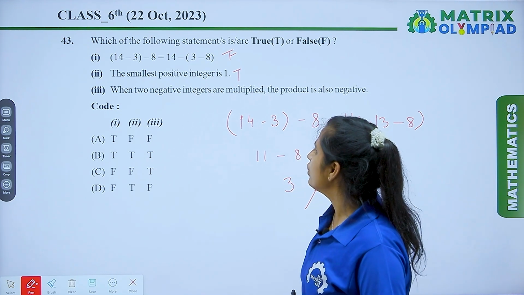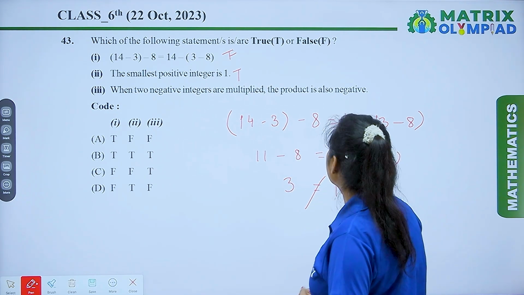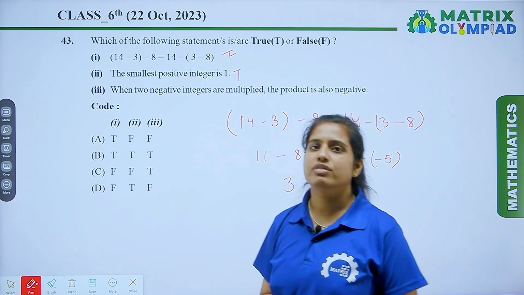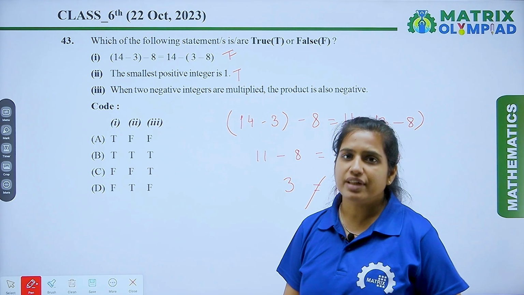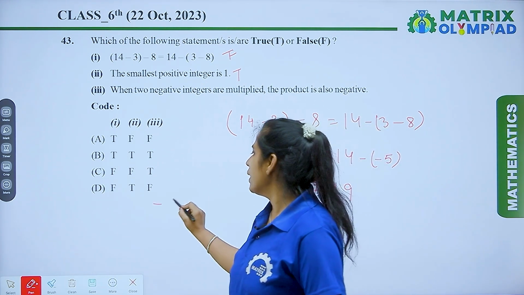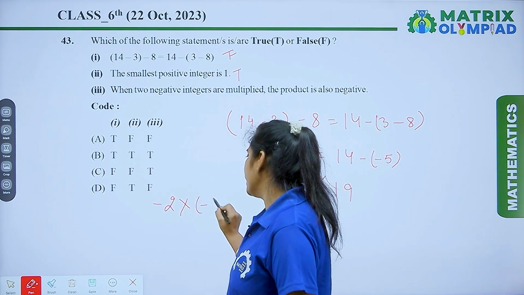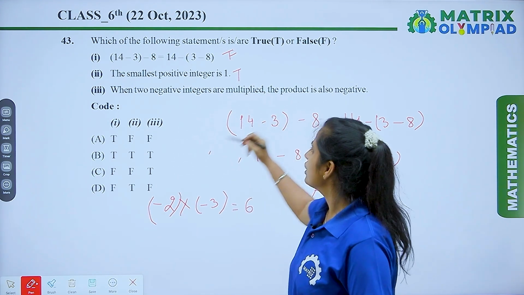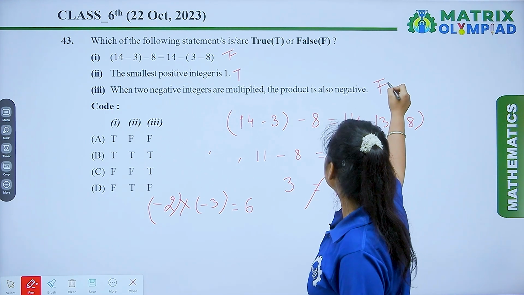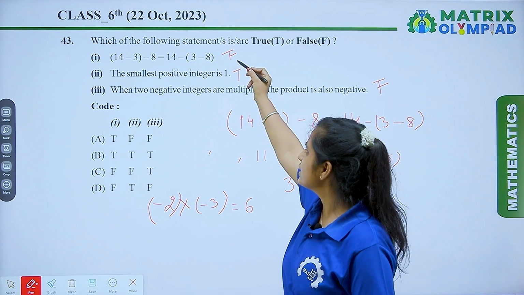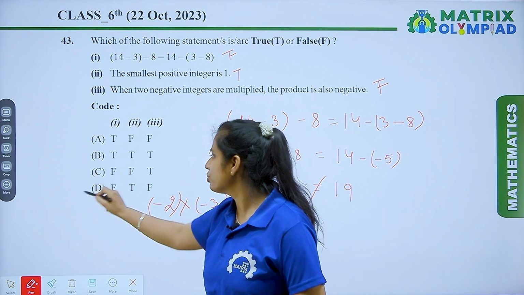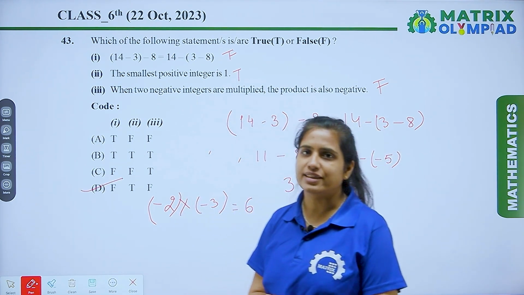Third is when two negative integers are multiplied, the product is also negative. No, the product is always positive when two negative integers are multiplied. Like minus 2 multiplied by minus 3, so the product is positive 6. So here the third statement is false. So the sequence is false, true, false. So here option D is the correct answer.